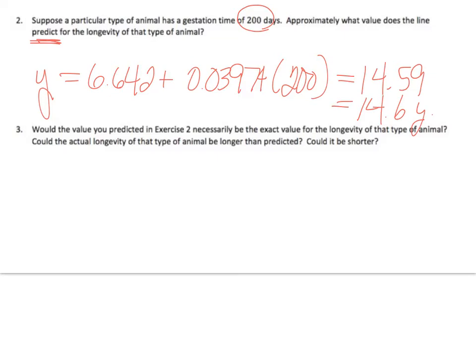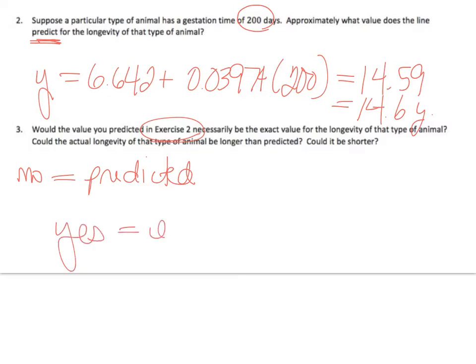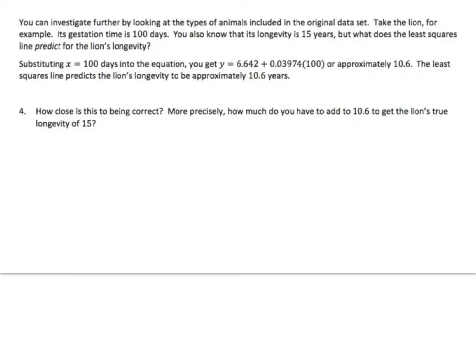Would the value you predicted in exercise 2 necessarily be the exact value for the longevity of that type of animal? No. It's predicted. Could the actual longevity of that type of animal be longer than predicted? Could it be shorter? Yeah, it could be either longer or shorter because this is just a prediction. You can investigate further by looking at the types of animals included in the original data set.